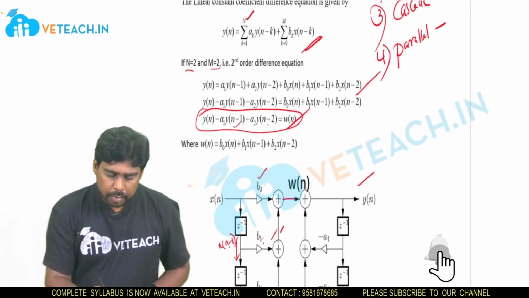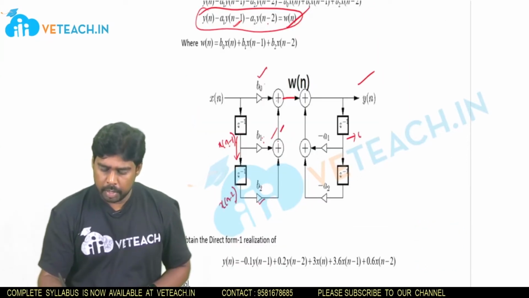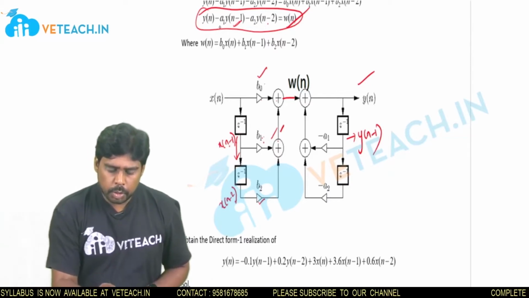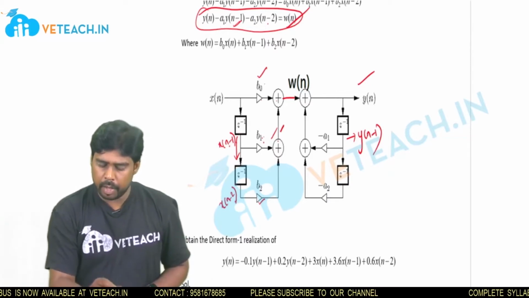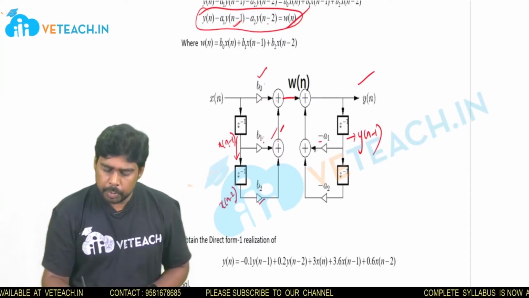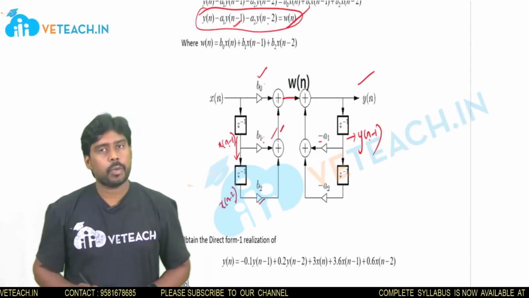If you want to find y of n minus 1, so y of n, here you will get y of n minus 1. And this y of n minus 1 should be multiplied with minus a1. So you are multiplying with minus a1. So what will be the output here? Minus a1 into y of n minus 1. You are giving this to this summing point.